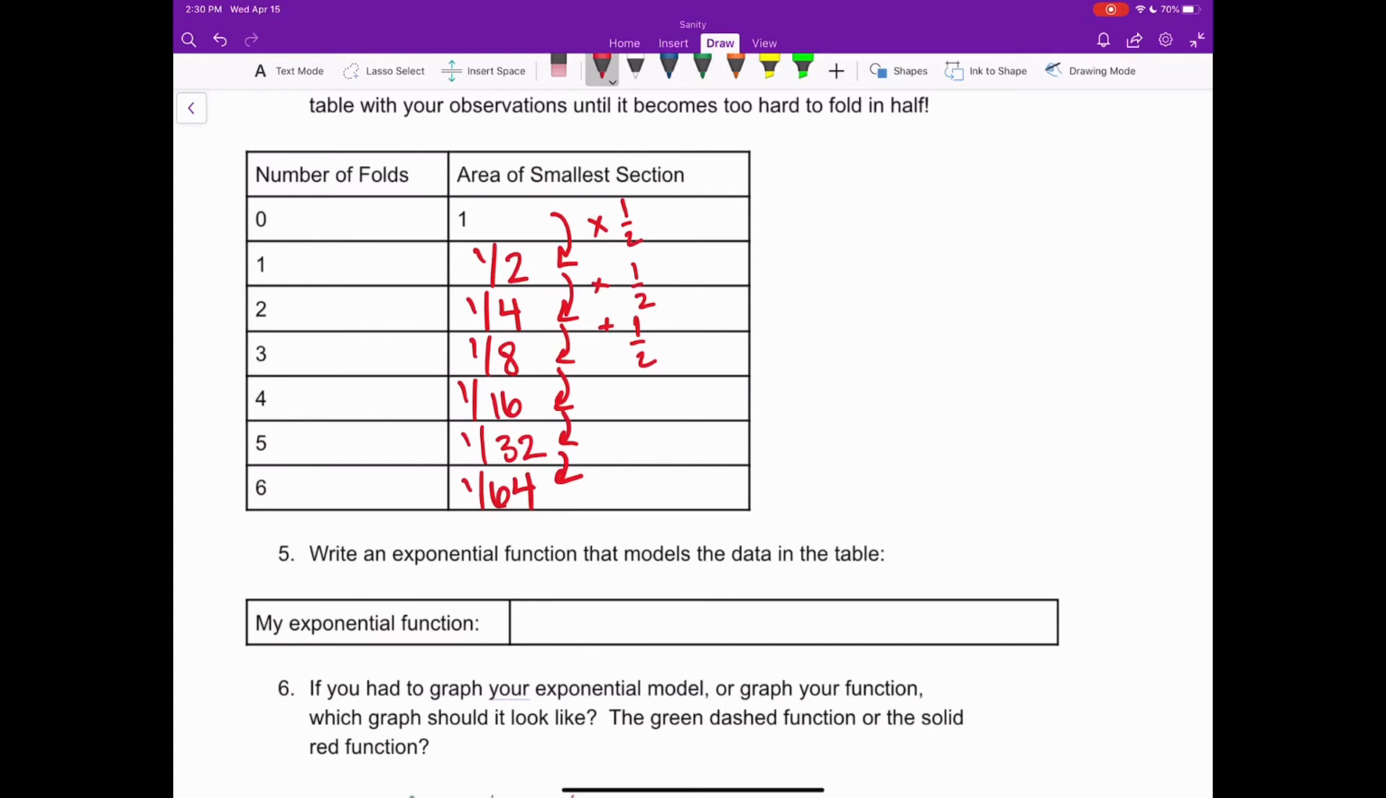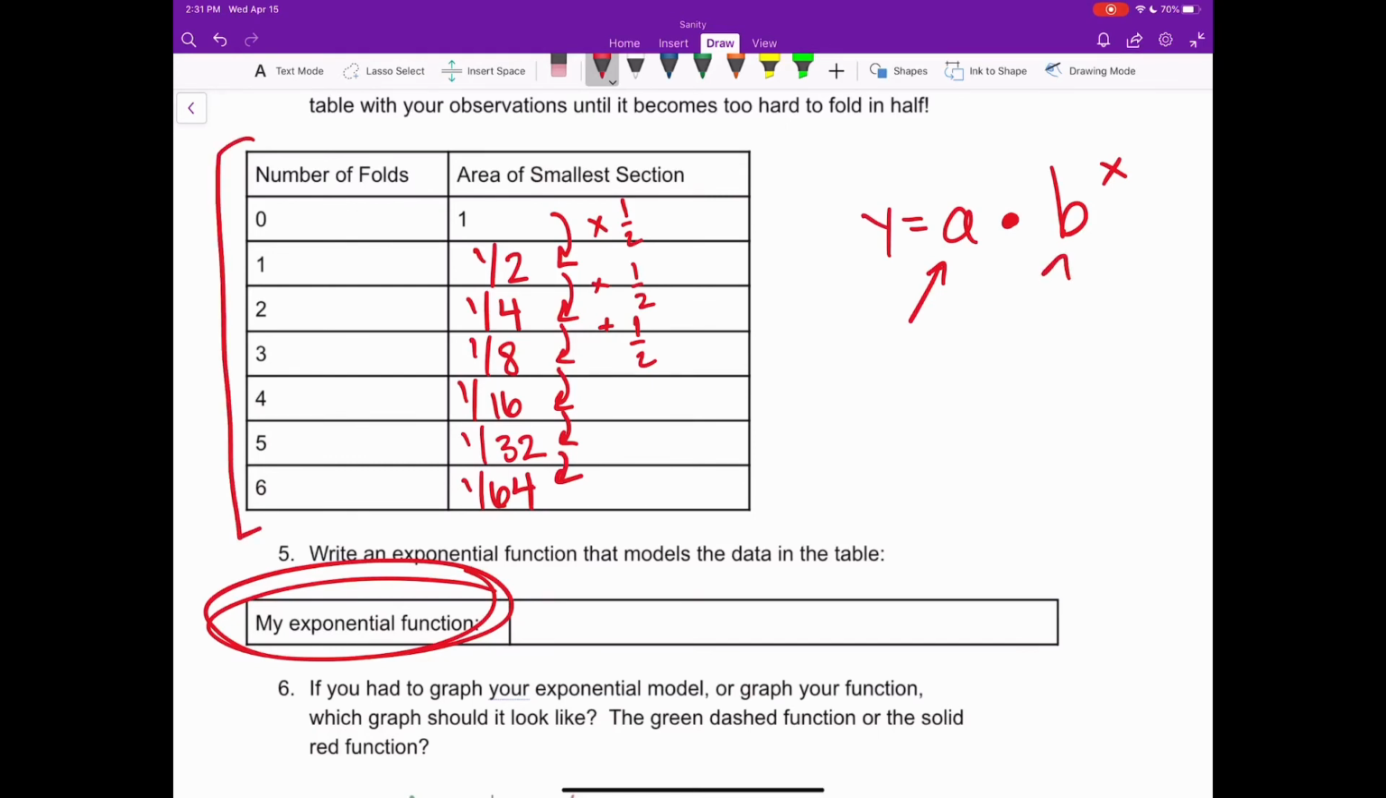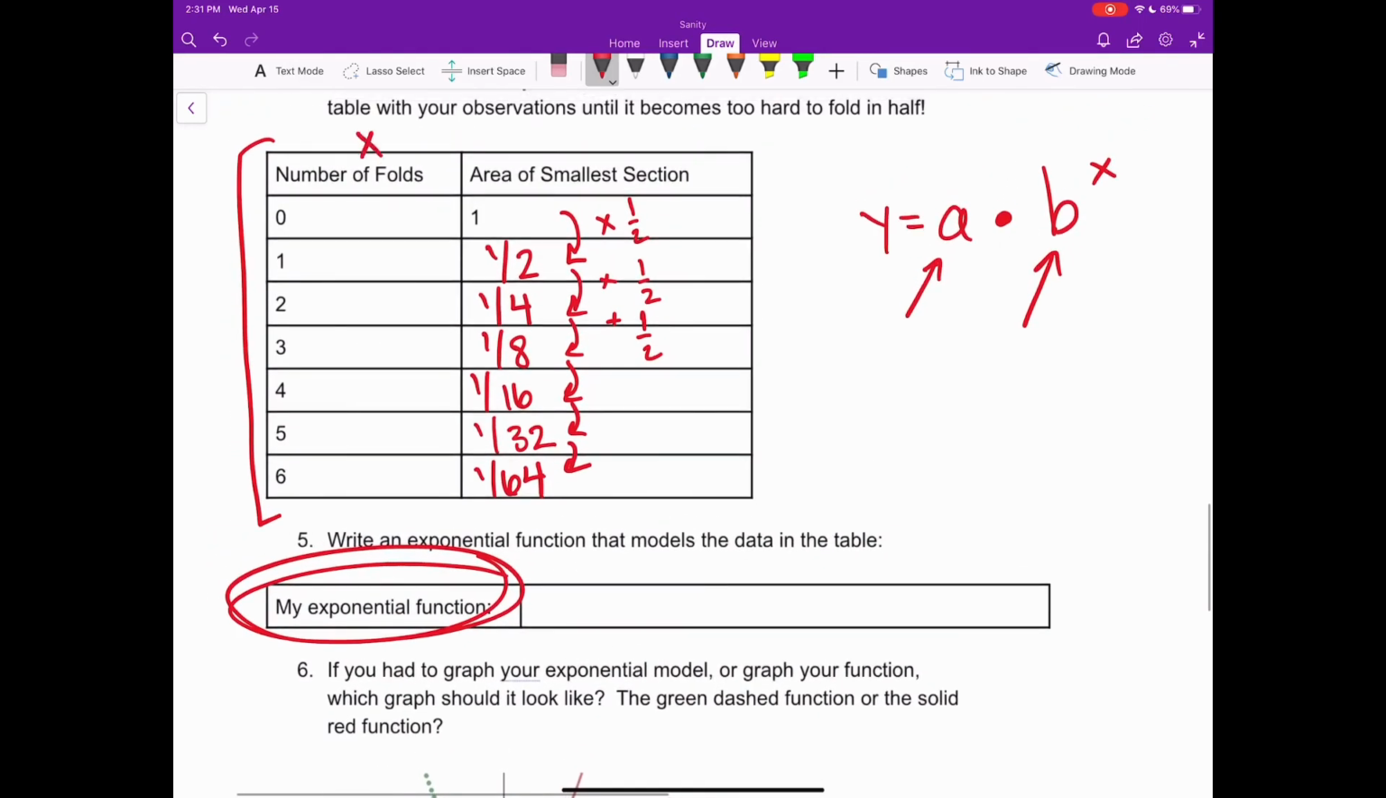Hopefully you will be able to figure out what your initial value is, because for this exponential function down here, we need to have some a value times a b value, b to the power of x. See if you can find your initial value from the table here. See if you can find your growth, or in this case, possibly a decay factor, all right? Write your exponential functions. So I'm going to say that this is my x and my y. So y equals, again, tell me what that is.